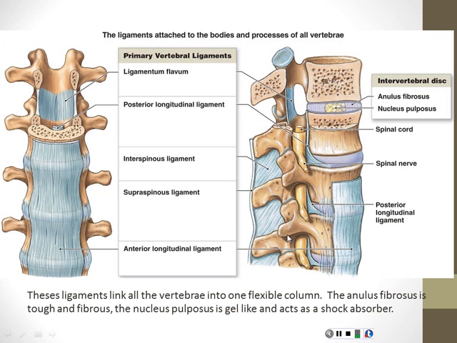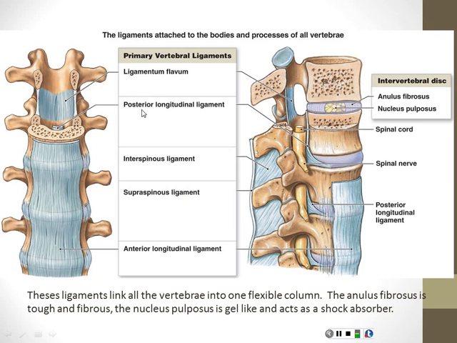Running the length of the vertebral column are a number of ligaments that we talked about. So along the front side is the anterior longitudinal ligament that connects all the vertebral bodies. Along the backmost part, at the tips of the spinous processes, is the supraspinous ligament. So that's up here. In between the spinous processes are the interspinous ligaments. So there's one, there'd be another one here.